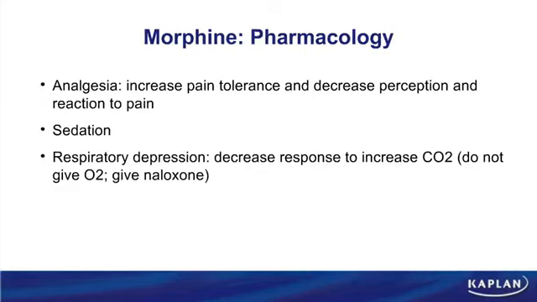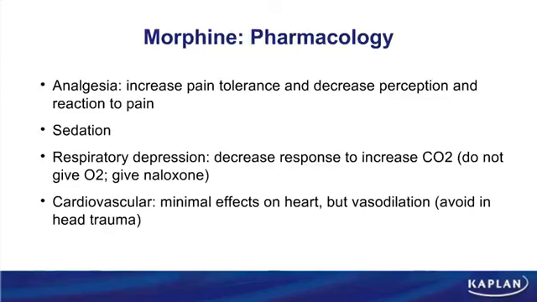Generally, we expect very few cardiovascular effects from opioids, but morphine has the ability to cause vasodilation. That's because morphine can cause histamine release. Histamine can vasodilate. Many times this is through a nitric oxide pathway. This is why you need to watch out for morphine in head trauma. Because of the vasodilating effect, you can see an increase in intracranial pressure.